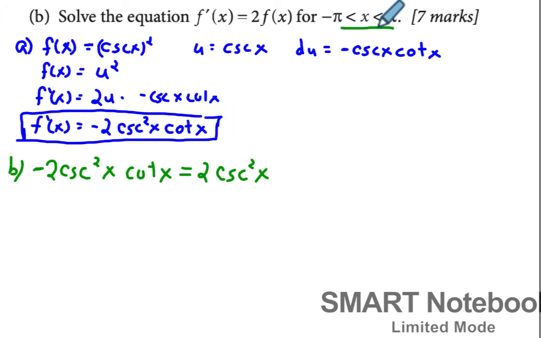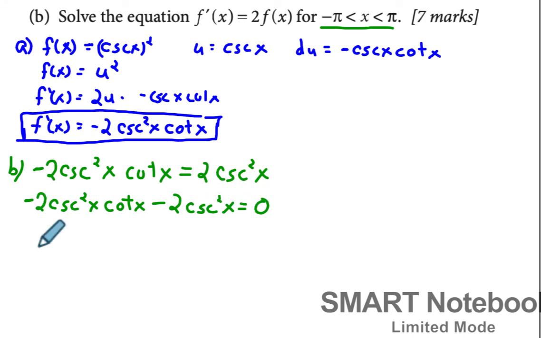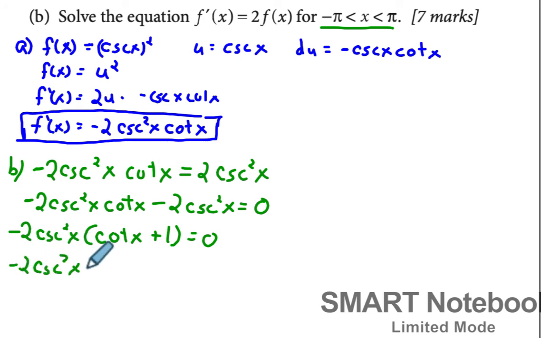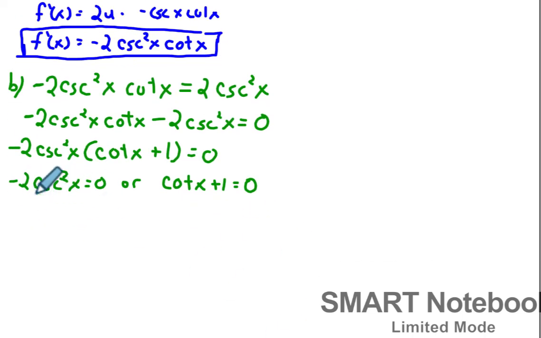So in order to solve an equation, notice that I need to get it equal to 0. So I'm going to start by moving this term on the right over to the left-hand side of the equation by subtracting 2 cosecant squared x from each side. Now I notice I have a GCF of negative 2 cosecant squared of x. I want to factor that out for my terms. Now, using my zero product rule, I'm going to set each of these terms equal to 0. And I'm going to solve each of these individual equations, and I'm going to find all answers between negative pi and pi that work in this situation.